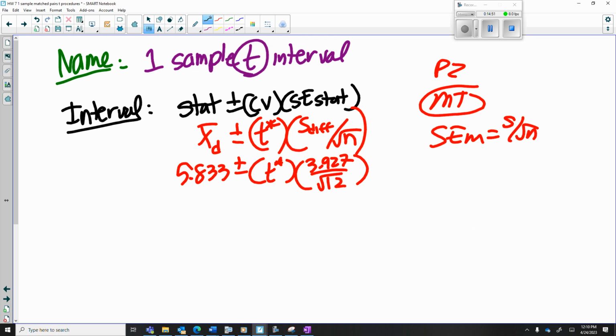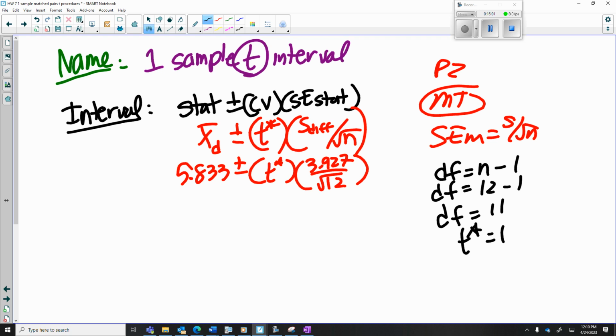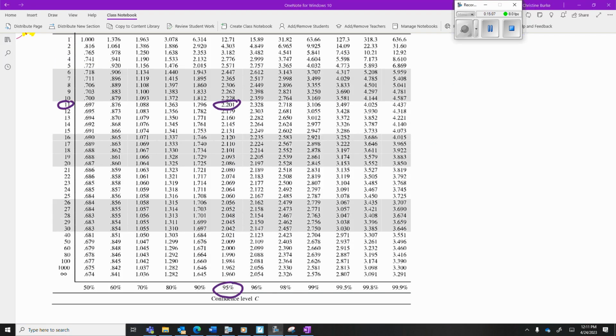So you guys remember, we can look up t star if it's an easy degrees of freedom. So n was 12. 12 minus 1 is 11. So we actually can look up the t star for 11 for 95%. So look it up now. Let's pause the video and let's look it up now.